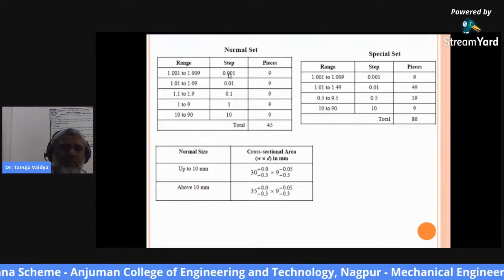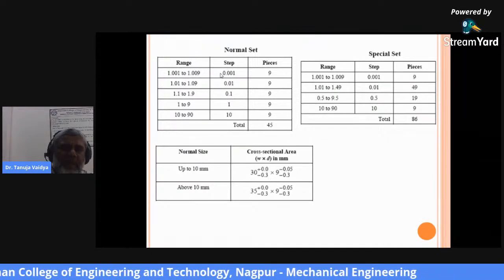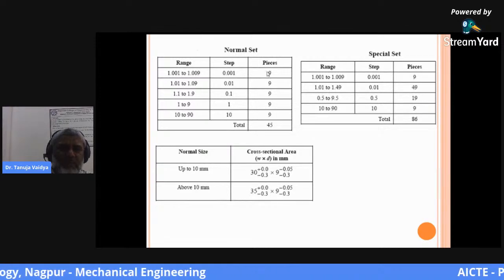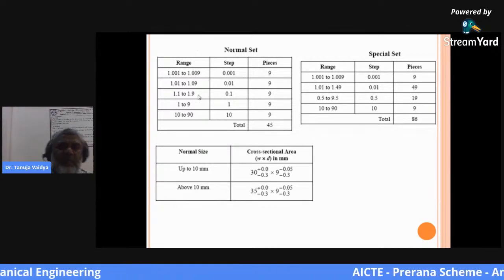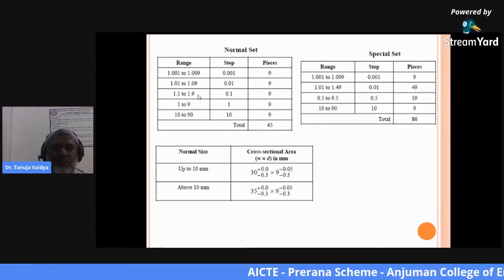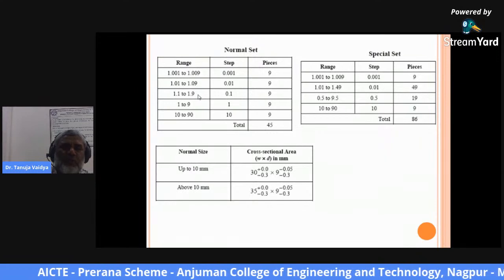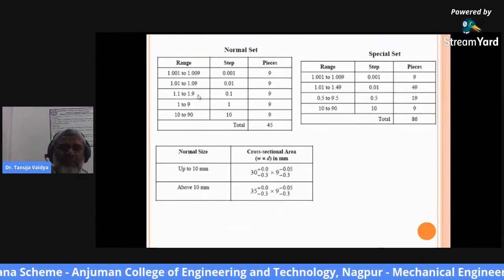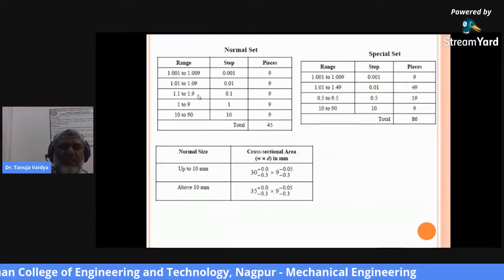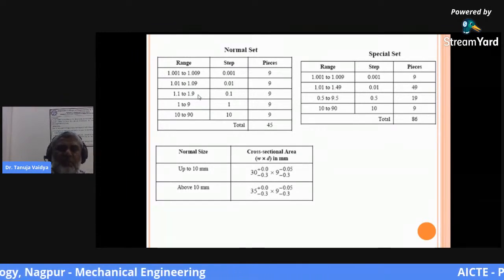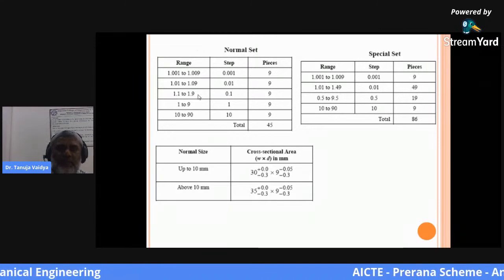A single step of 0.001 is available, and for 1.001 to 1.009 you get 9 pieces. Similarly, another set of the slip gauge is 1.01 to 1.09. Here the step value is 0.01, and this also comes in 9 pieces. Similarly, the third gradation is 1.1 to 1.9, and here the step value is 0.1. It also comes in 9 pieces.